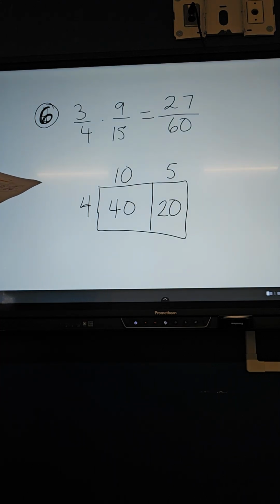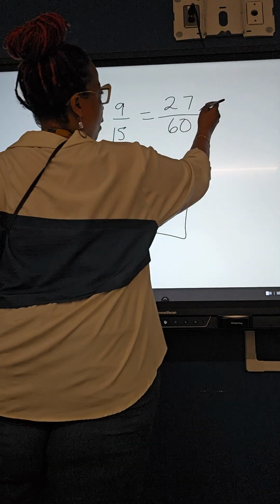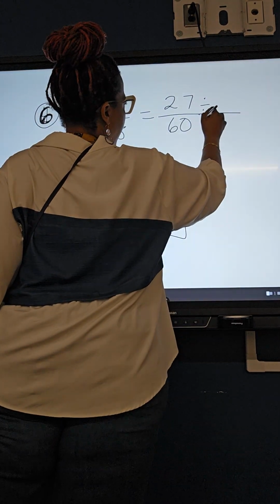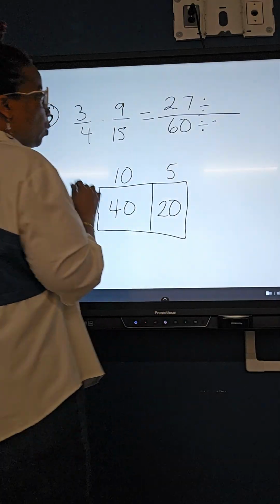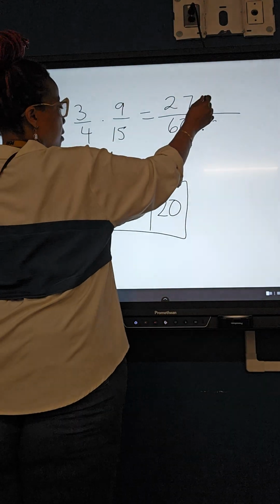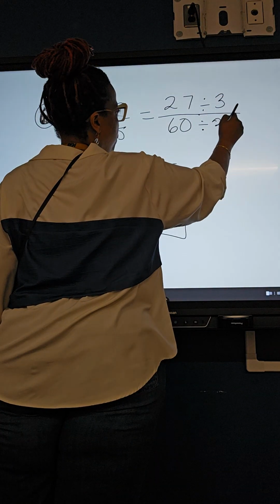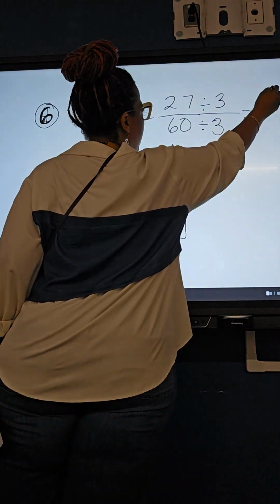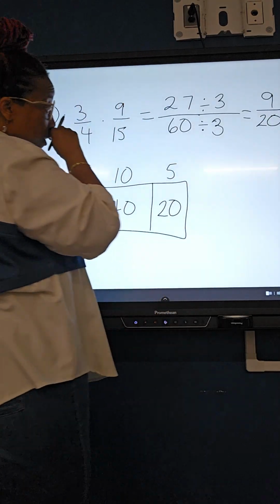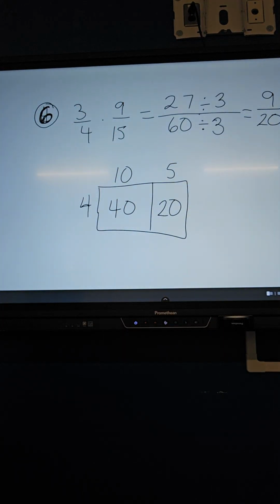All right, so number 6, estimate and then calculate each product. Write your answer in lowest terms. So here, I know that I've got to divide 27 and divide 60 by the same number because whatever I do to the numerator, I have to do to the denominator. So 27 and 60, I can divide both by 3. 27 divided by 3 is 9. 60 divided by 3 is 20. So this is 9 over 20 is our answer to number 6.